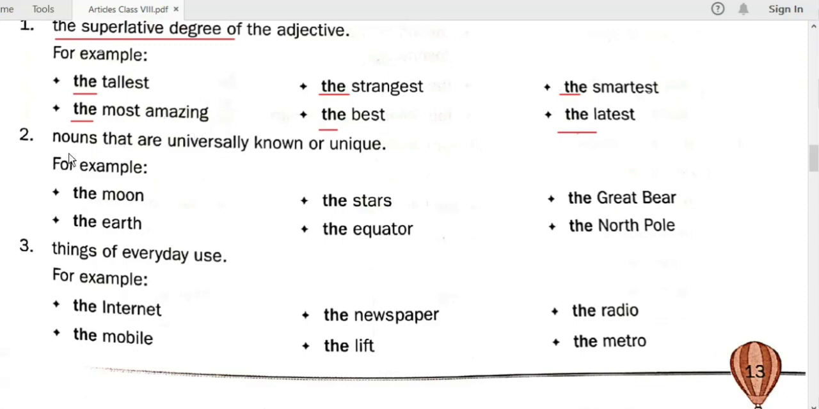Next, nouns that are universally known or unique. You may also say heavenly bodies, like the moon, the stars, the Great Bear, the earth, the equator, the North Pole. All these are universally known or unique, or you may say heavenly bodies.